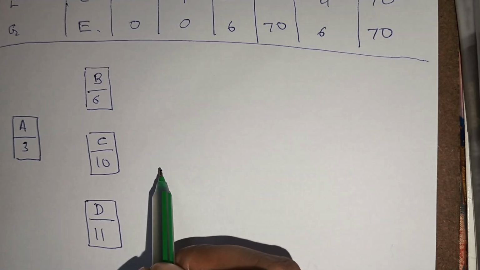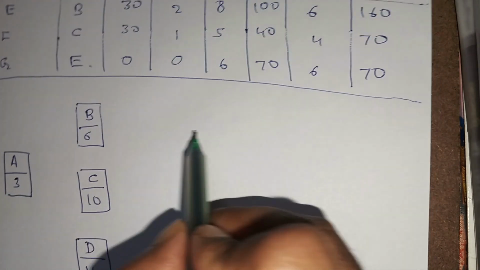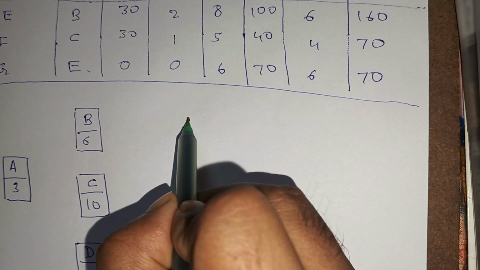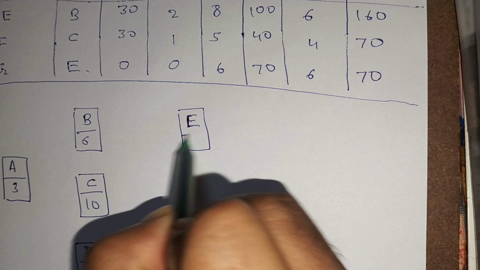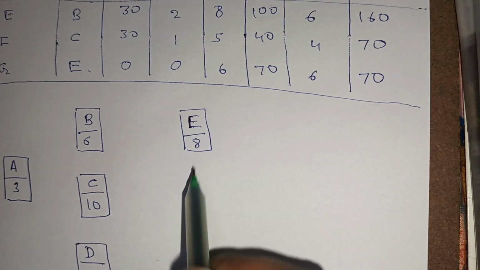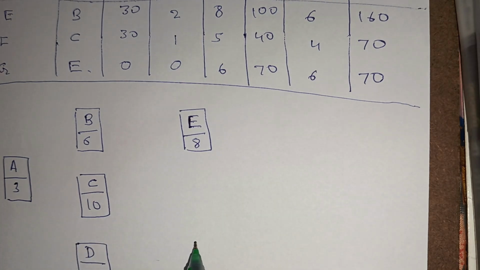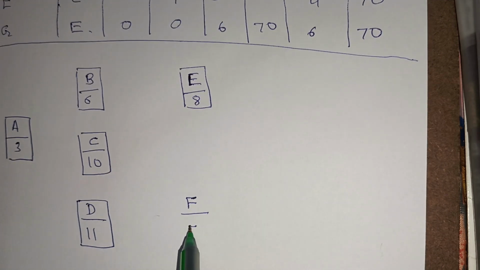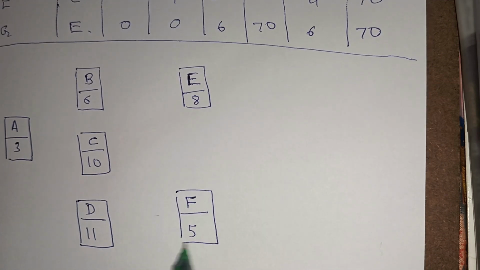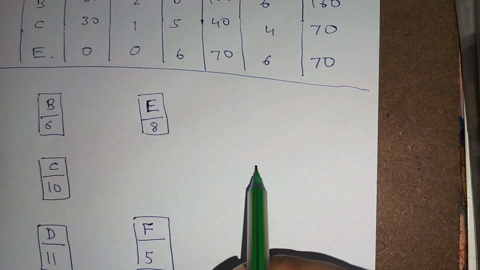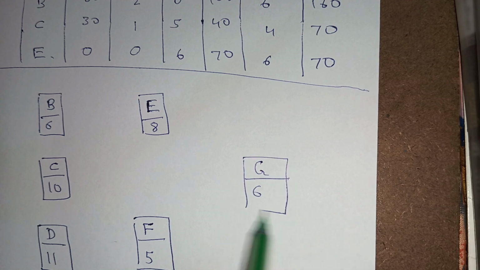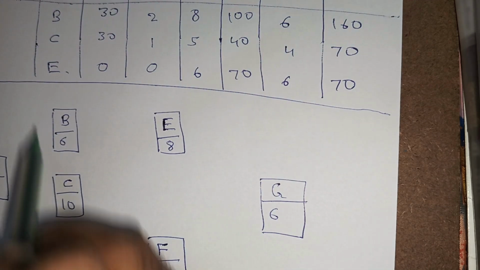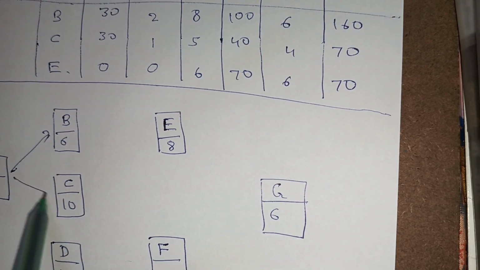and next we have E. So we'll write E here. Okay, E has 8 days. Okay, then we have F. F has 5 days, and then we have G, which has 6 days. Okay, so this is the network diagram that we get.